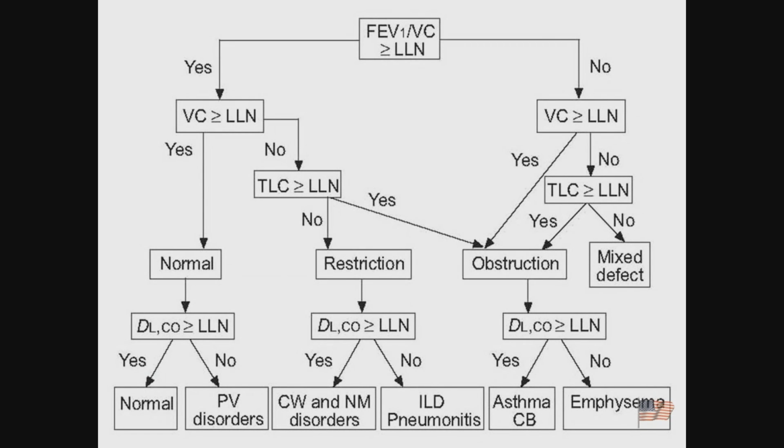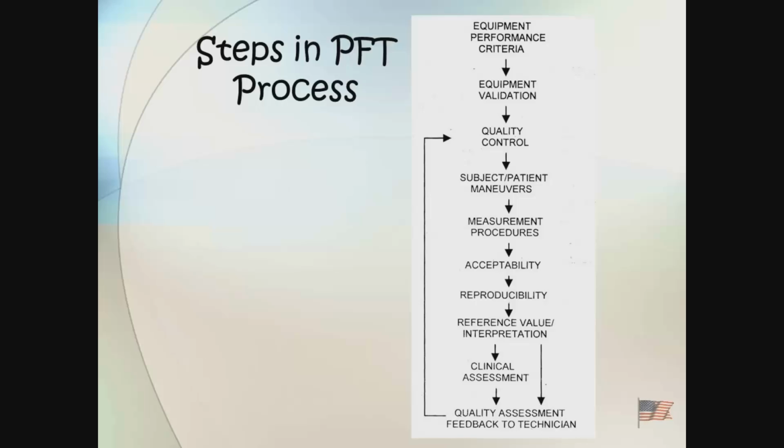But it starts off at the same spot we've started off with, looking at the ratio. Is the ratio below the lower limit of normal? If yes, then you can go ahead and look at the vital capacity, going on to total lung capacity, and basically classifying it, not only as a normal test, but also looking at diffusion and whether there are some other diseases that could fit into that. I'm not going to ask you to do that, but you should have the basic idea of how to interpret pulmonary function tests.